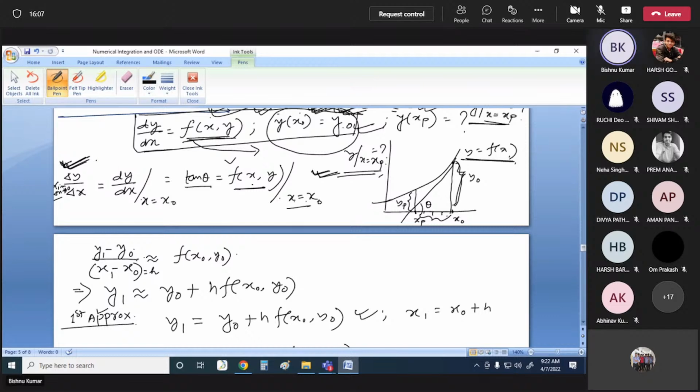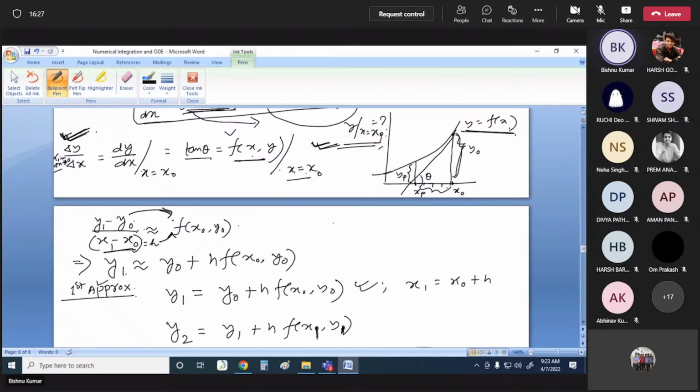Now after this calculation, if this is h, then y1 minus y0, that y0 I bring to the right hand side, and h is multiplied here. So y1 equals y0 plus h f of x0 y0. Now actually that y1 I am thinking is not the result. I am thinking it is the first iterated value. That is not the ultimate answer.